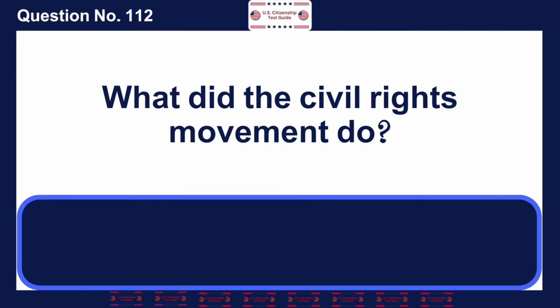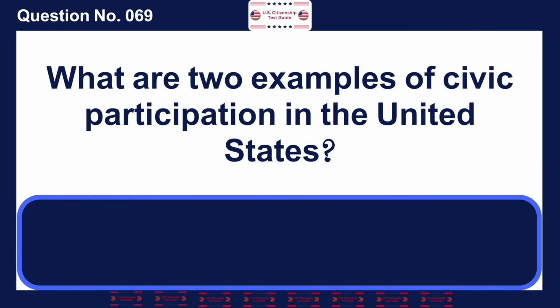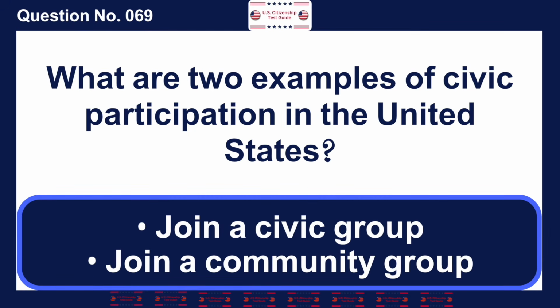What did the civil rights movement do? Fought to end racial discrimination. What are two examples of civic participation in the United States? Join a civic group. Join a community group.